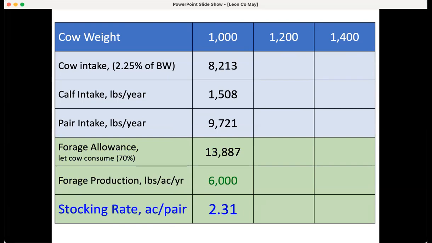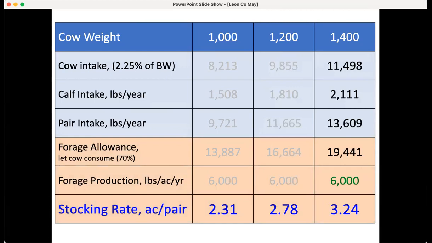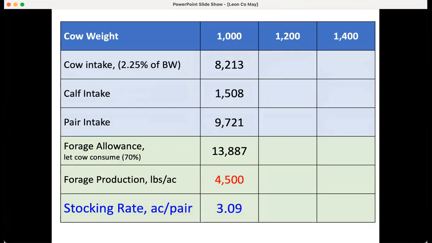As we have larger animals, we're going to need more acreage to support those animals, because obviously their forage consumption goes up because of their weight, and therefore we have to grow more forage. So we're going to have a lot more forage to support those heavier animals.